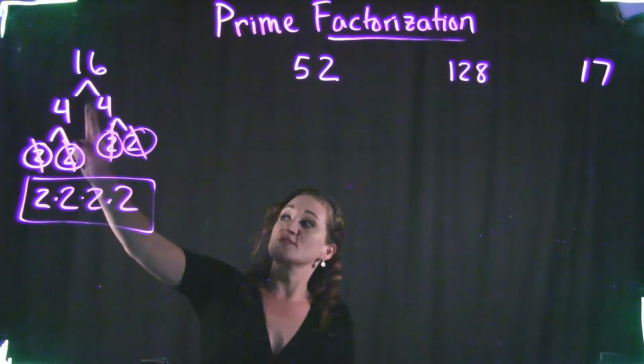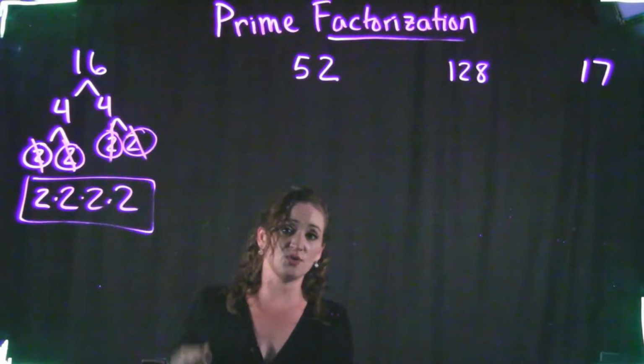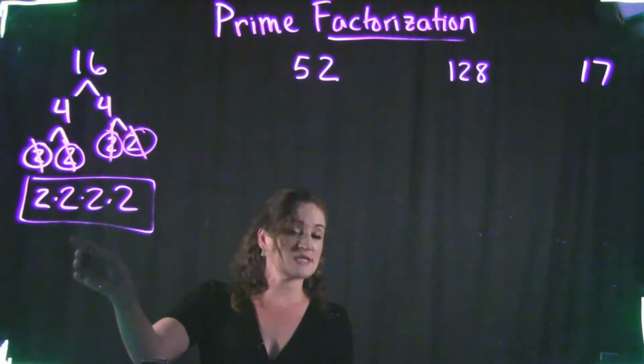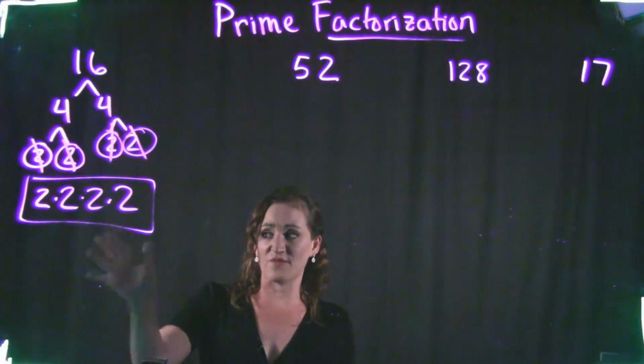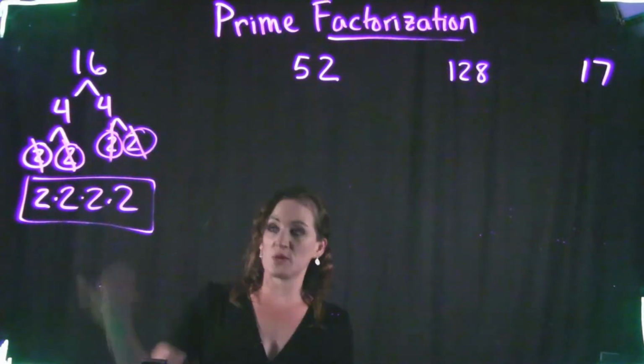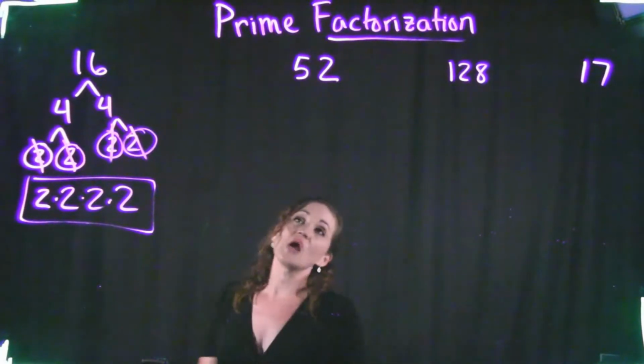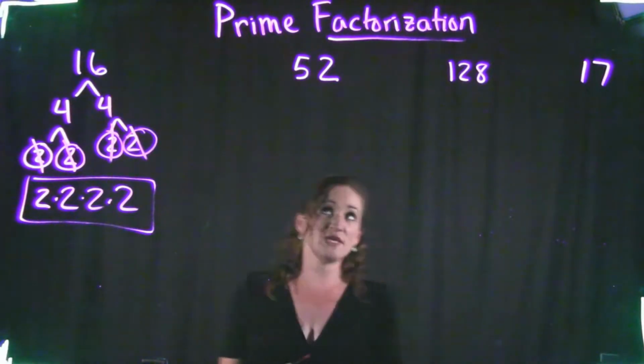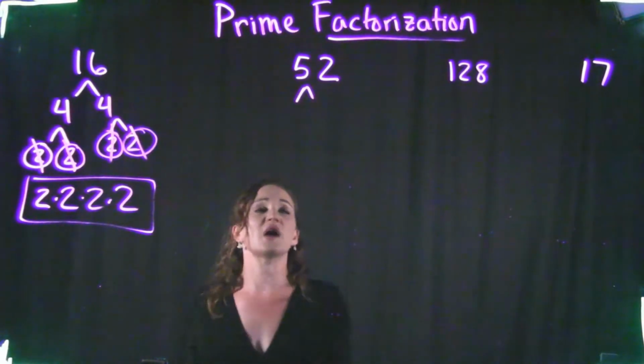So even though you might have started off with a different number, you could have also used 2 times 8, you will always end up with the same prime factorization as long as you keep going till the end. So this is what a prime factorization looks like. So let's look at the number 52 and let's try and follow the same process.